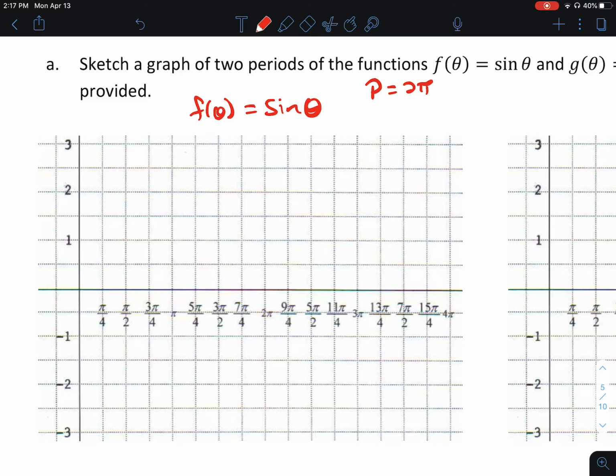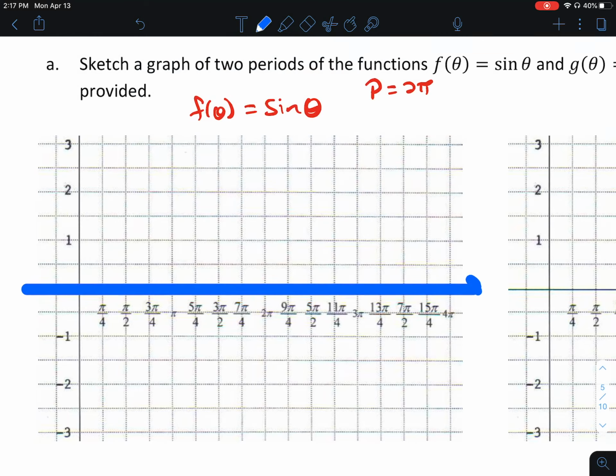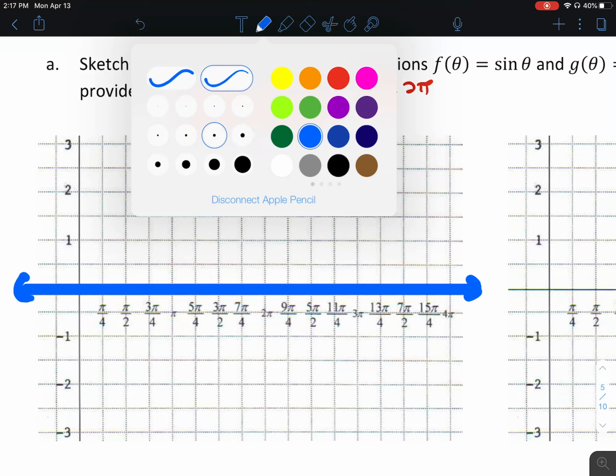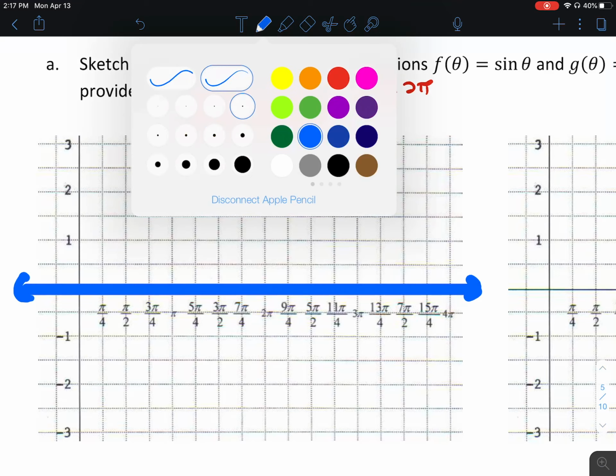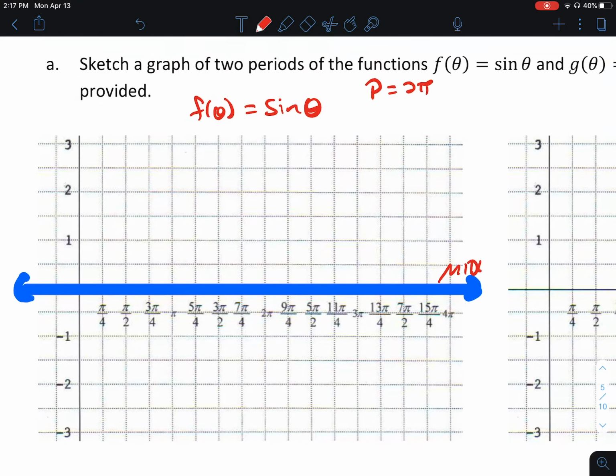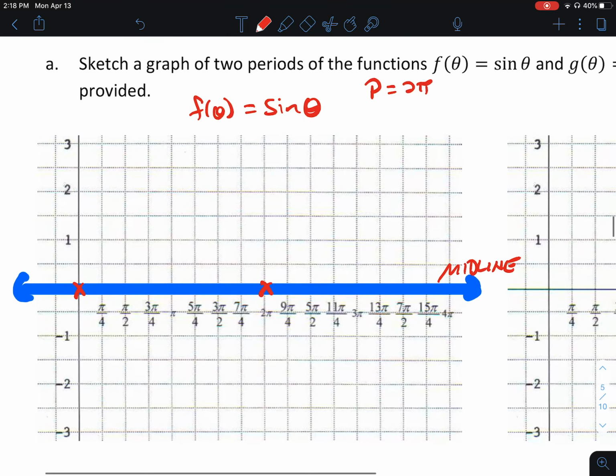So what I always do for this is I first mark the midline. Midline is the horizontal axis. I don't need to write it so thick. Then on the midline, I just put little marks at the beginning and end of the period of one cycle. Then I put a mark halfway through, and put a mark a quarter of the way through and 3/4 of the way through. Those end up being at 0, pi over 2, pi, 3 pi over 2, and 2 pi.